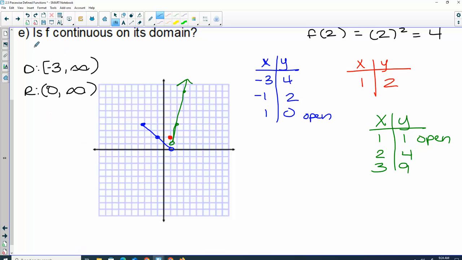The other question I asked, is this continuous? Last week we talked about being continuous, or maybe it's even before that. Continuous, can you draw this whole thing without picking up your pencil? No, we have to pick up our pencil to jump from the pieces, so this is not continuous.